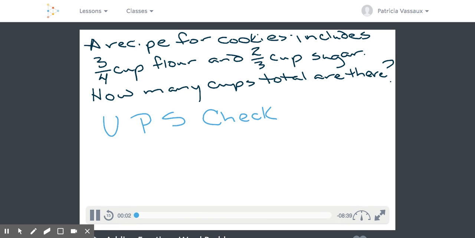Hello, math students. Now we're going to take our knowledge of the addition of fractions and apply it to a real-life example, kind of like you'd find in a recipe. In this particular recipe, a recipe for cookies includes 3/4 of a cup of flour and 2/3 of a cup of sugar. And we want to find out how many cups total there are. We're going to use the UPS check problem-solving strategy.